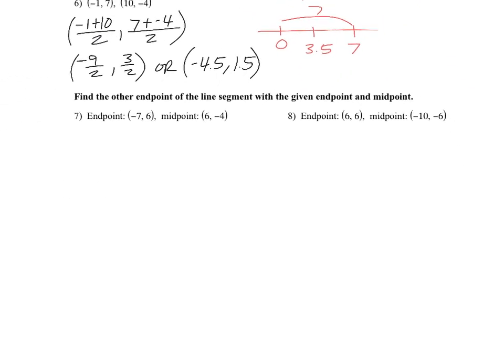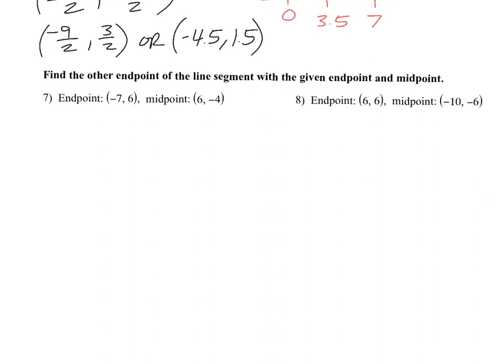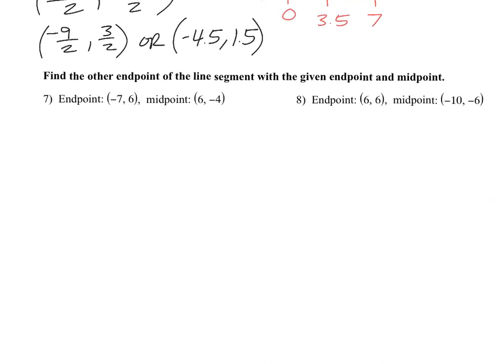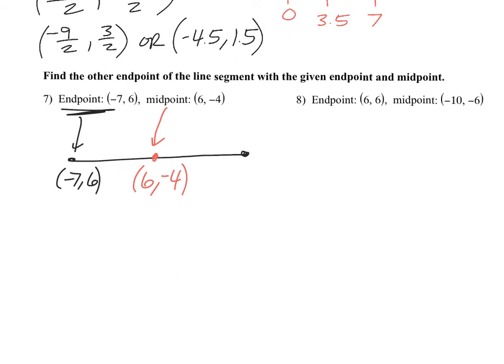All right, last thing. This one is also doing midpoint, but it's doing it a little differently. This one, it really is easier to count than to use the formula. So what I'm going to do is draw a segment, and we did some of this in a previous lesson. I know one of the endpoints. Endpoint means it's on the end. So I know this is, I'm going to call this negative 7, 6. I know the midpoint, which is in the middle. So this is 6, negative 4. What it's asking me to find is this other endpoint.